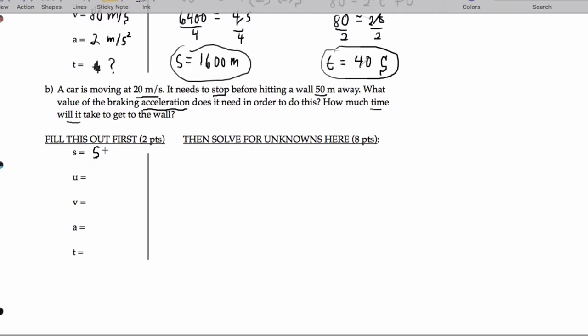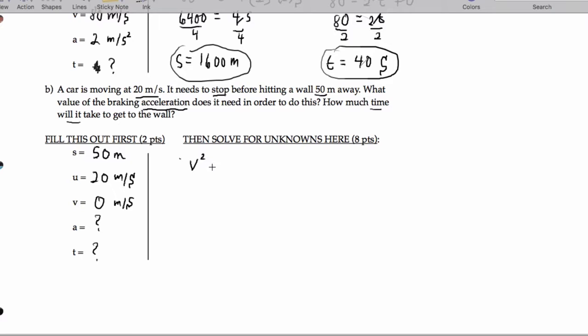So s is 50 meters. u is 20 meters per second because that's what it starts at. It ends up at a speed of 0 meters per second. We don't know the acceleration, and we don't know the time. All right. So let's go ahead and see if we can use the third equation, since we don't have time, in order to solve for the acceleration.